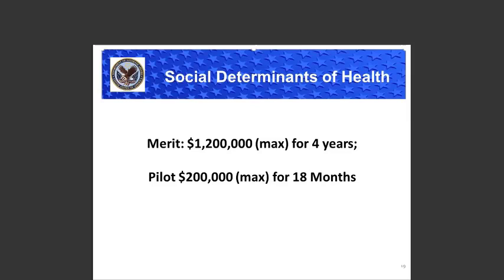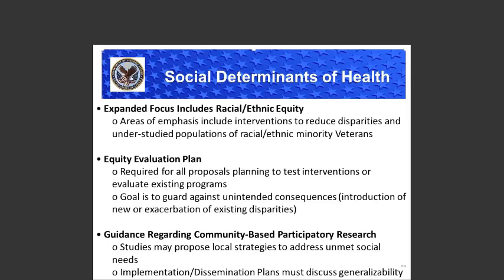Next slide, please. The Social Determinants of Health RFA was expanded last cycle to include equity, and we encourage investigators to treat equity and social determinants of health as interrelated topics by applying an equity lens to social determinants of health research, and by considering social determinants of health when developing approaches to analyze or mitigate racial and ethnic disparities. Some of the equity guidance for applications is listed here. Next slide, please.